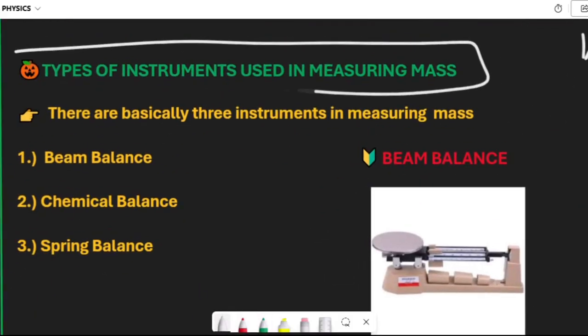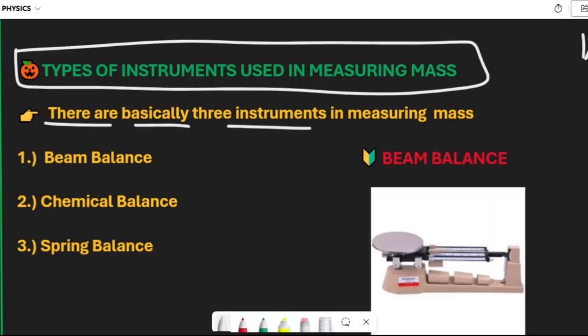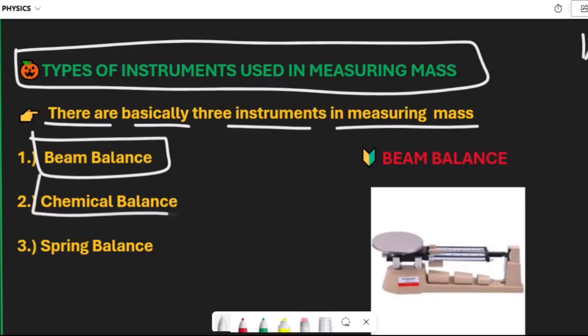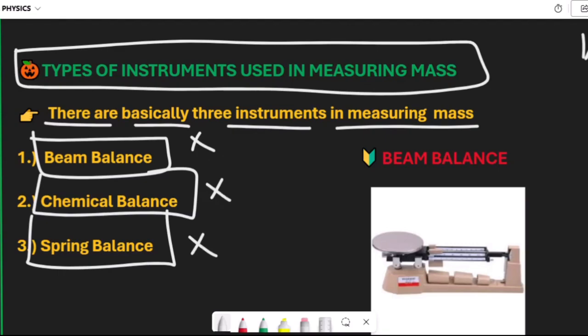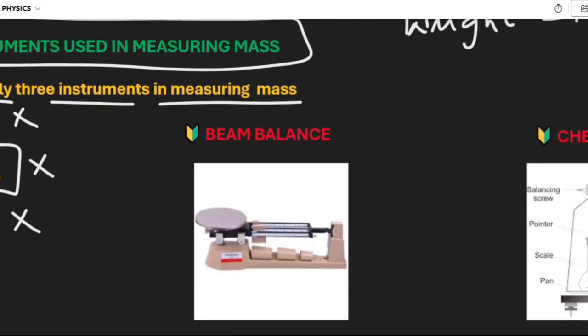Types of instruments used in measuring mass. There are basically three instruments for measuring mass. The first one is called the beam balance, the second one is called the chemical balance, and the third one is called the spring balance. Now we are going to see how these are used, what they are meant for, and when we can use them. Let's start with the very first one, the beam balance.